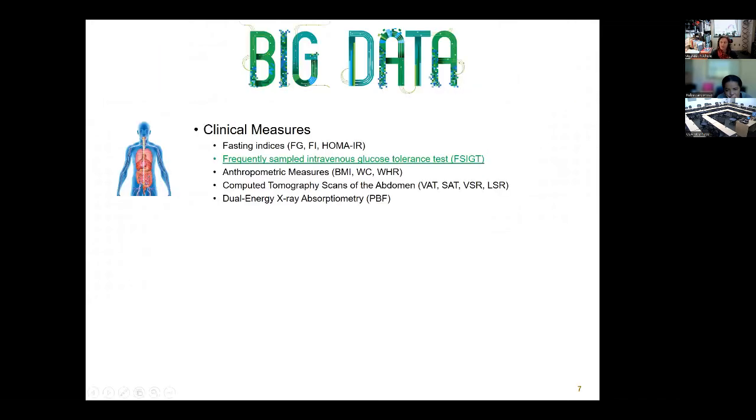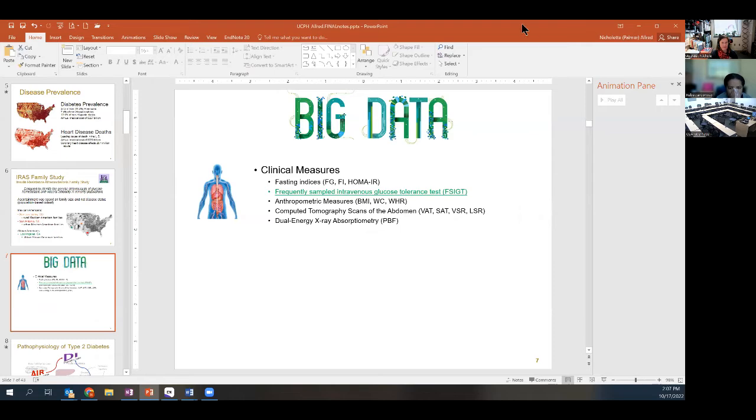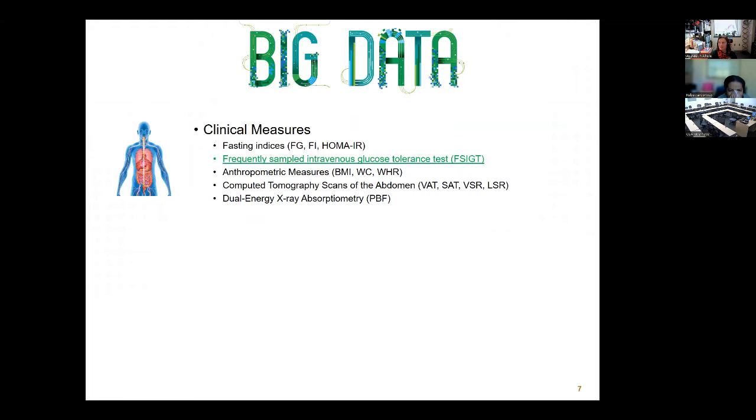So the data in the Iris Family Study really exemplifies big data. Overall, our clinical measures include measures of glucose homeostasis as well as adiposity, and I'm really going to focus on those from glucose homeostasis.